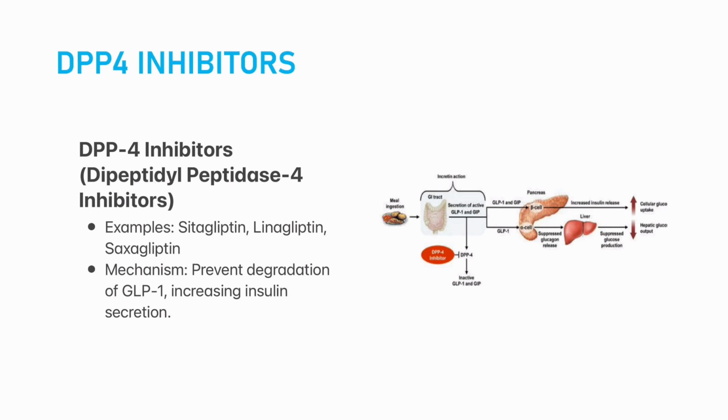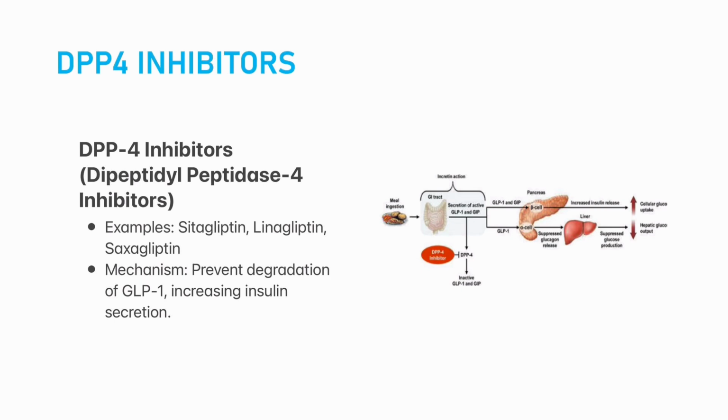Sitagliptin, the medications available are 25 milligram, 50 milligram, 100 milligram. Linagliptin, the medication available is 5 milligram, and the brand name is Tradjenta. And sitagliptin, the brand name is Januvia. And saxagliptin, there is no brand name. It's available in 2.5 milligram to 5 milligram.